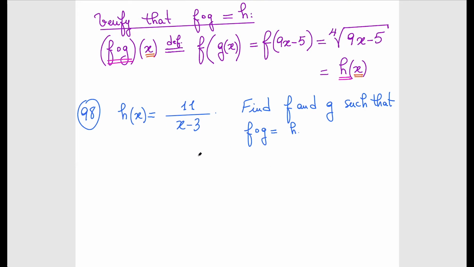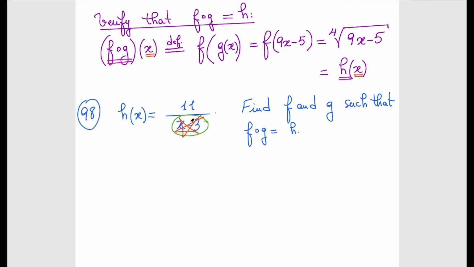Take a moment, obviously, to think about it for yourself and try to come up with those functions. For me, what I'm going to do is think about g, which is the one that's going to operate first on an input. So g of x, I can take it to be x minus 3. And then f of an input, I'm going to take it to be 11 over whatever the input is.